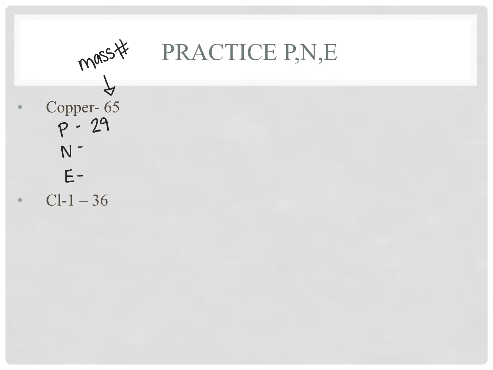29. Okay, protons don't change. It's always going to be that atomic number. Next, to figure out neutrons, you're going to take the mass number minus the atomic number. Okay, so 65 minus 29. Are you all getting 36? Okay, so 36 neutrons. And then for electrons, do you see any charges? Okay, so that implies it's neutral. So how many electrons? 29. Okay, so 29 electrons.